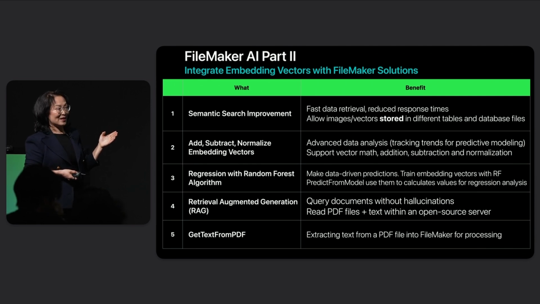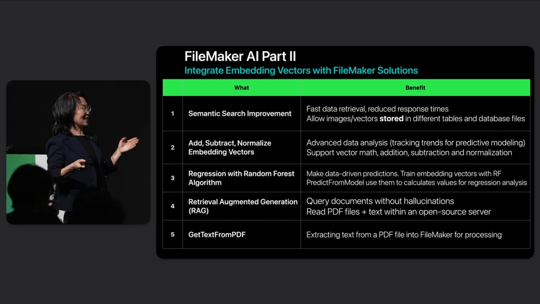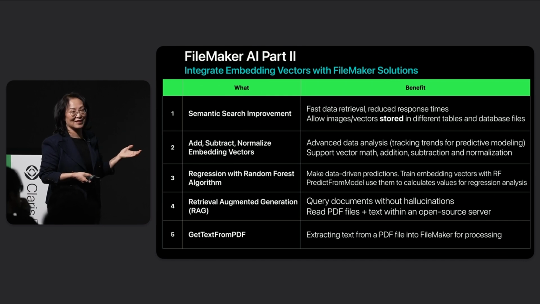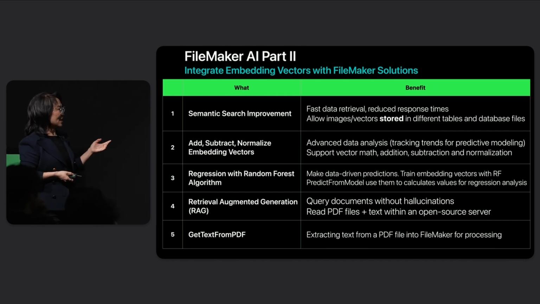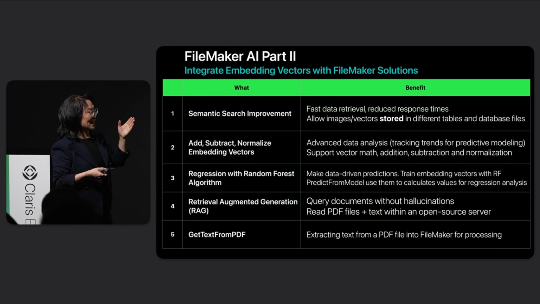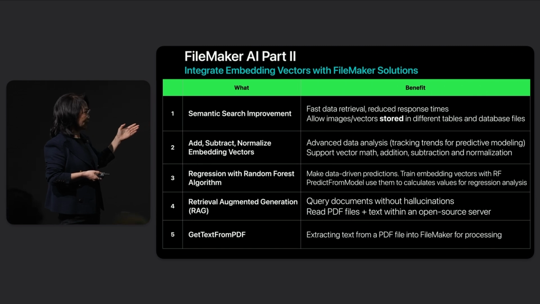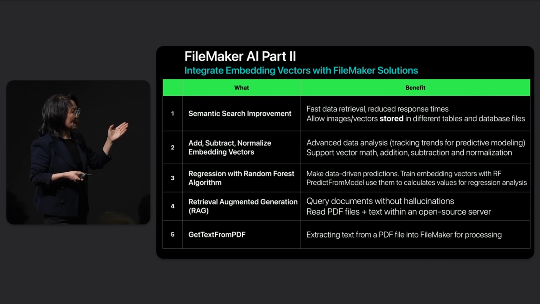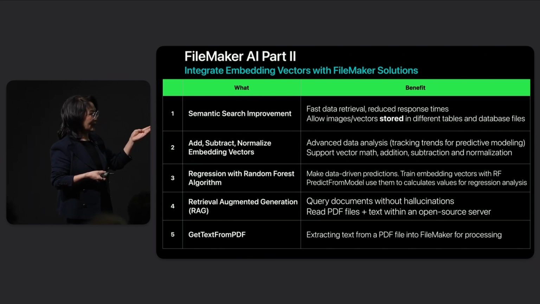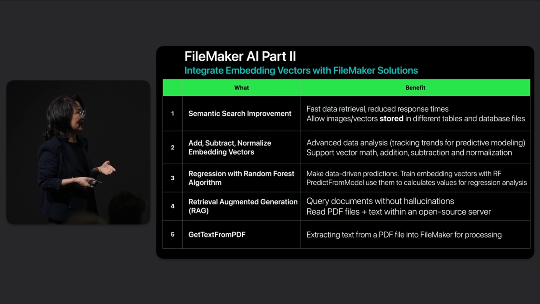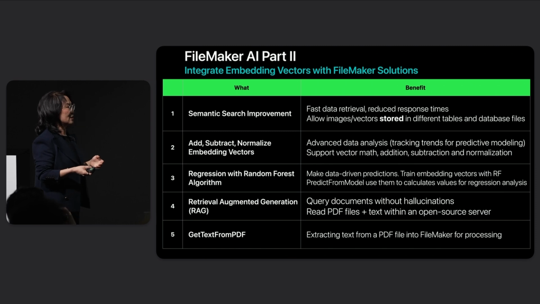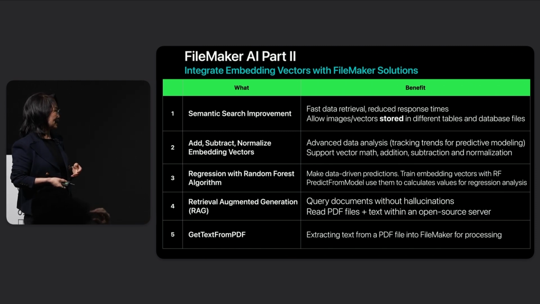We support vector math, so your developers can do operations like addition, subtraction, and normalization for advanced data analysis. Regression with random forest algorithm. You can train embedding vectors with random forest algorithm, then use predict from model to use these vectors already trained and to calculate the value for regression analysis. So regression is prediction, so you can make data-driven predictions for your customers.